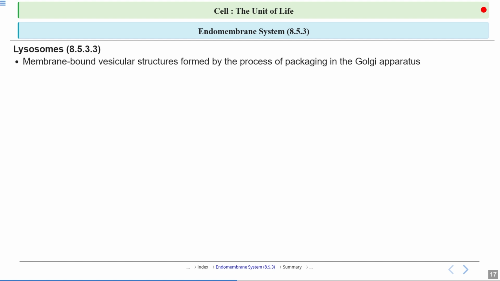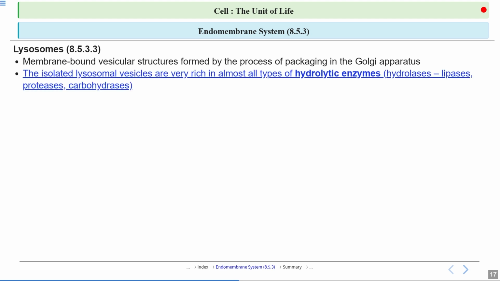Now let's talk about the lysosomes. So lysosomes are membrane-bound vesicular structures. These are vesicles formed by the process of packaging in the Golgi apparatus. Clear? So this is what lysosomes are. Now the isolated lysosome vesicles are very rich in almost all types of hydrolytic enzymes. These lysosomes, which are basically vesicles bounded by a membrane, so they are membrane bound, are known as suicidal bags.